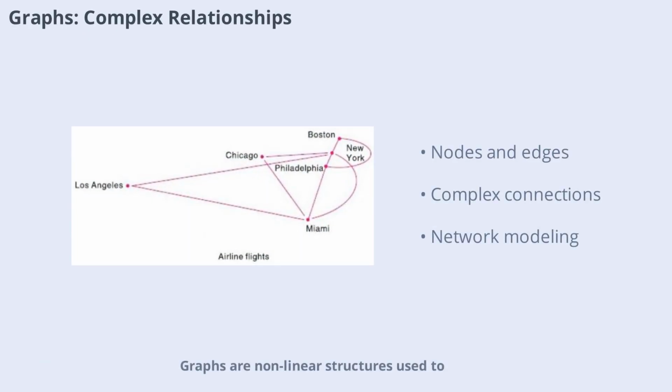Graphs are nonlinear structures used to represent complex relationships between pairs of elements. Unlike trees, graphs can have cycles and multiple connections between nodes. For example, airline routes between cities form a graph where each city is a node and each route is an edge. Graphs are essential in networking, social media, and transportation systems for modeling interconnected data.